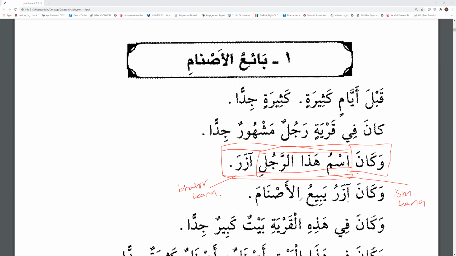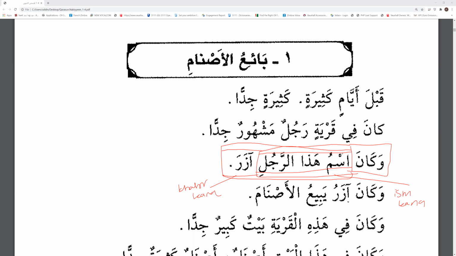Can somebody translate confidently? I'm saying translate however you feel. Be confident in translating. Doesn't matter if you make a mistake. Please translate, someone. The man's name was, this man's name was Azar. Yes, that's one correct way.